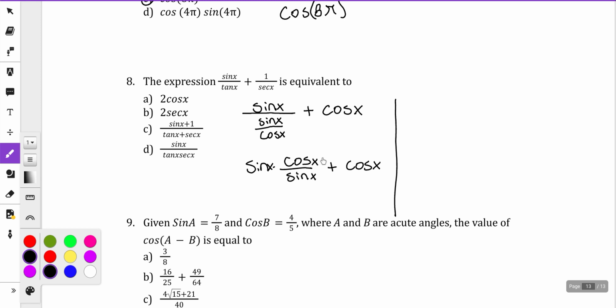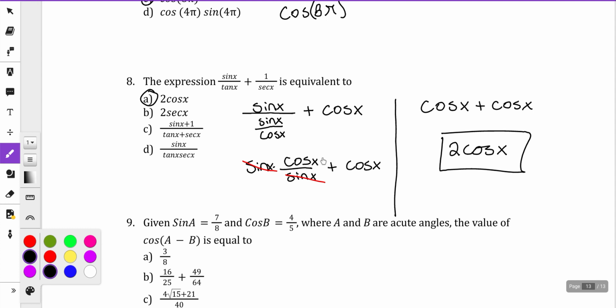Perfect. You should notice these sine x's cancel. So I now have cos x plus cos x. That is 2 cos x's. That is not cos squared. That's not an option they gave anyway, but sometimes people put cos squared. That's when you're multiplying two things together. We're adding two things, it gives you a coefficient. That would be like a beautiful written response question.